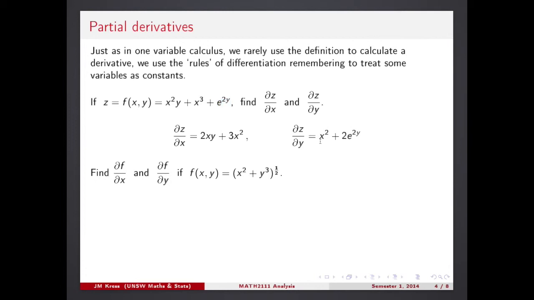Similar logic, but now the variable swapped over for the y variable. Here, it's a linear function in terms of y, that's why the derivative is x squared. No y here, it's a constant, that's why it disappears. Exponential, we know how to differentiate exponential, double e to y.